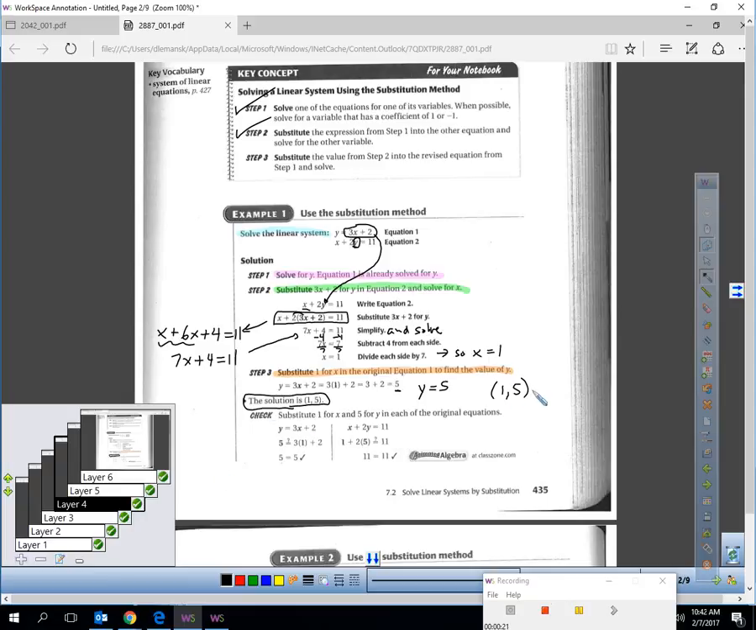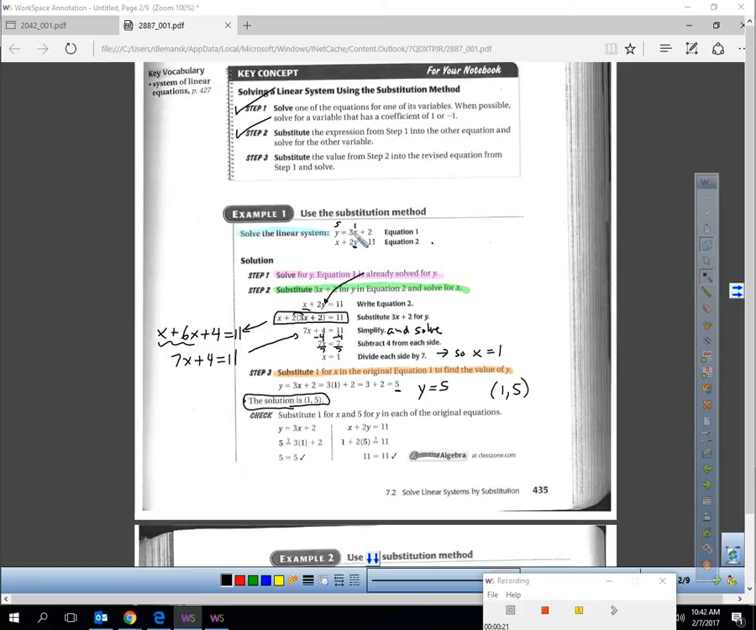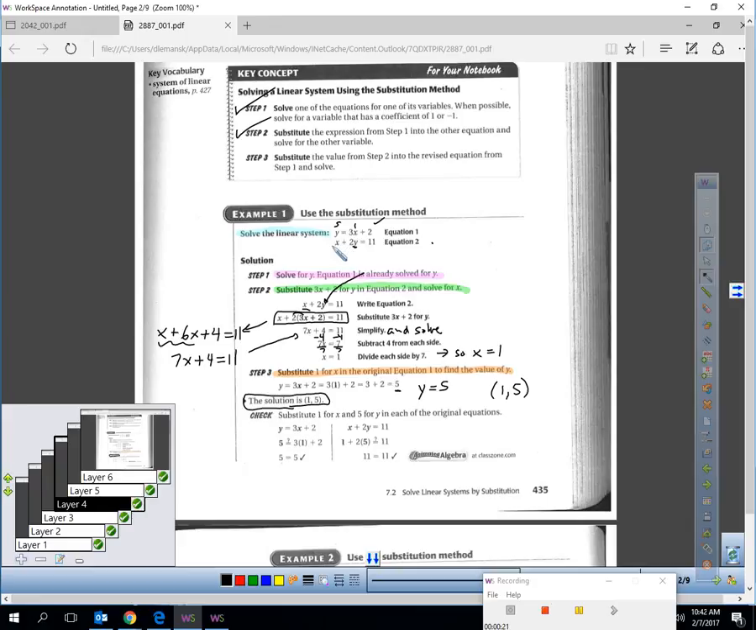Okay, let's check our answer. Is (1, 5) a solution to the system? Let's try it. If I put a 1 in here and a 5 in here, is that true? Is 3 times 1 plus 2 equal to 5? Yeah, it is. Okay, let's try over here. If I put a 1 in for x and a 5 in for y, is 1 plus 2 times 5 going to give me 11? And yes, it is. 10 plus 1 is 11. So there's my solution to my system. So step 1, isolate a variable.